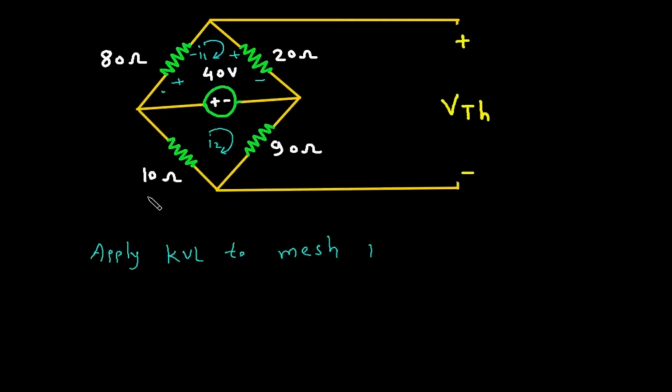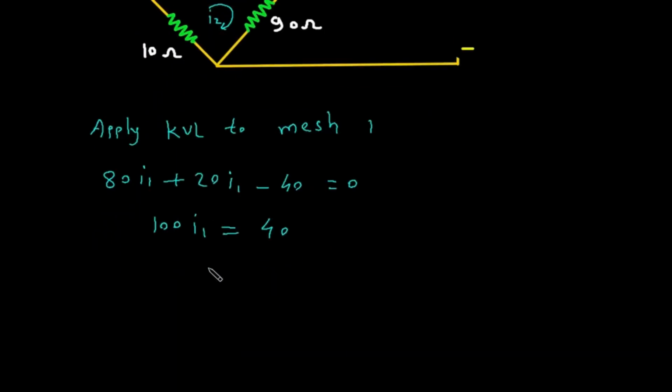So this will be plus 80 into I1, then plus 20 I1, then this will be minus 14 is equal to 0. So this will be 80 I1 plus 20 I1, this will be direct 100. So 100 I1 is equal to 40. Therefore I1 is equal to 40 by 100. So this is equal to 0.4 ampere.